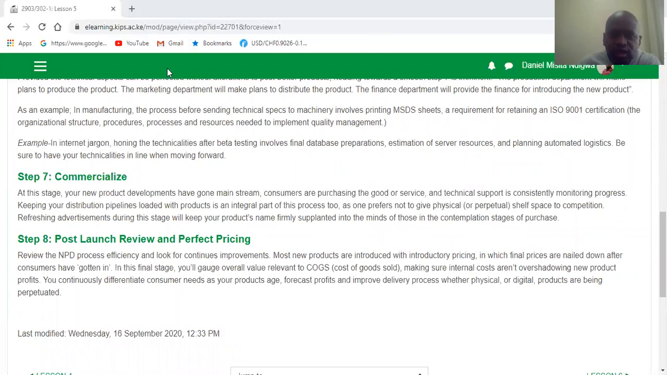In this stage, basically you check how the product is doing in the market. So you're basically seeing how best can you improve the product, or the customer's reaction about the product. So at this stage, basically what happens, you give an introductory price. You can decide to give a lower price so that customers can be able to buy the product and later increase the price.